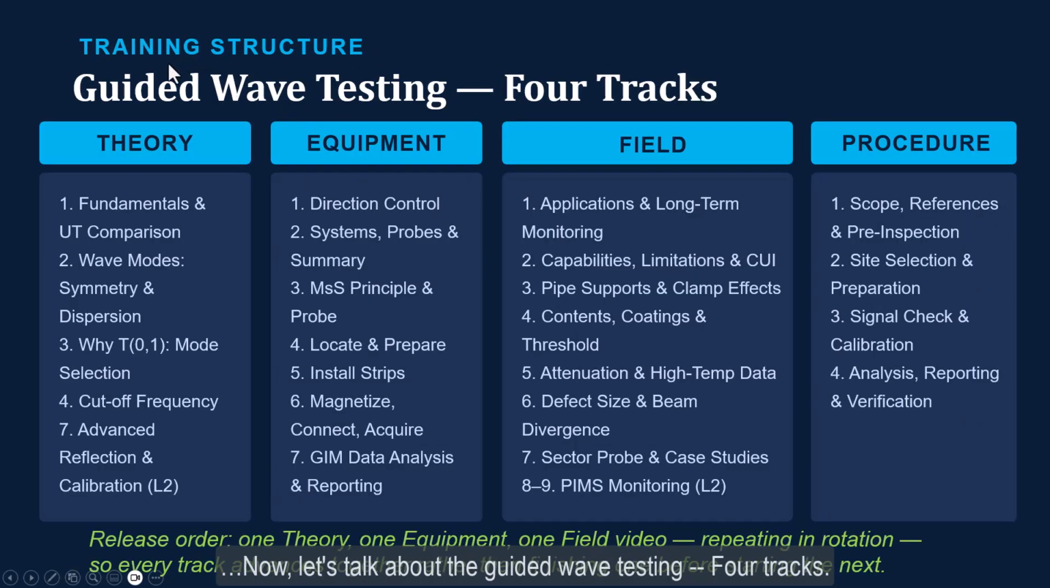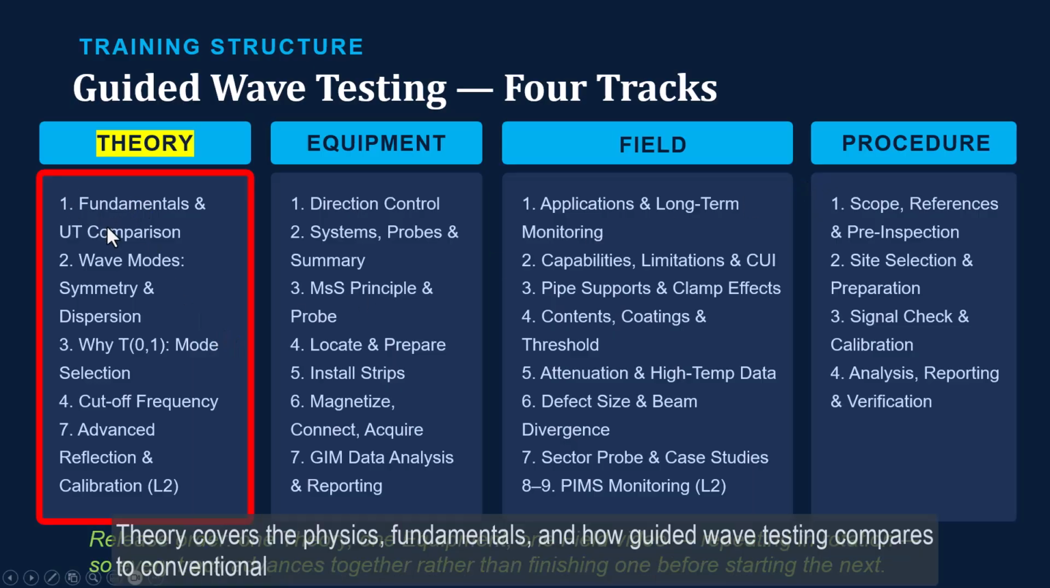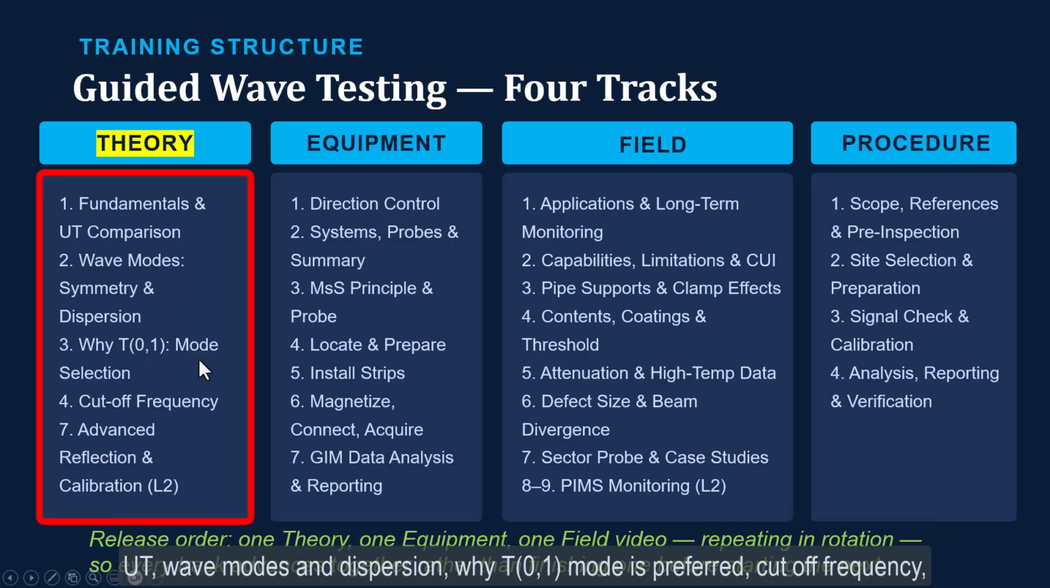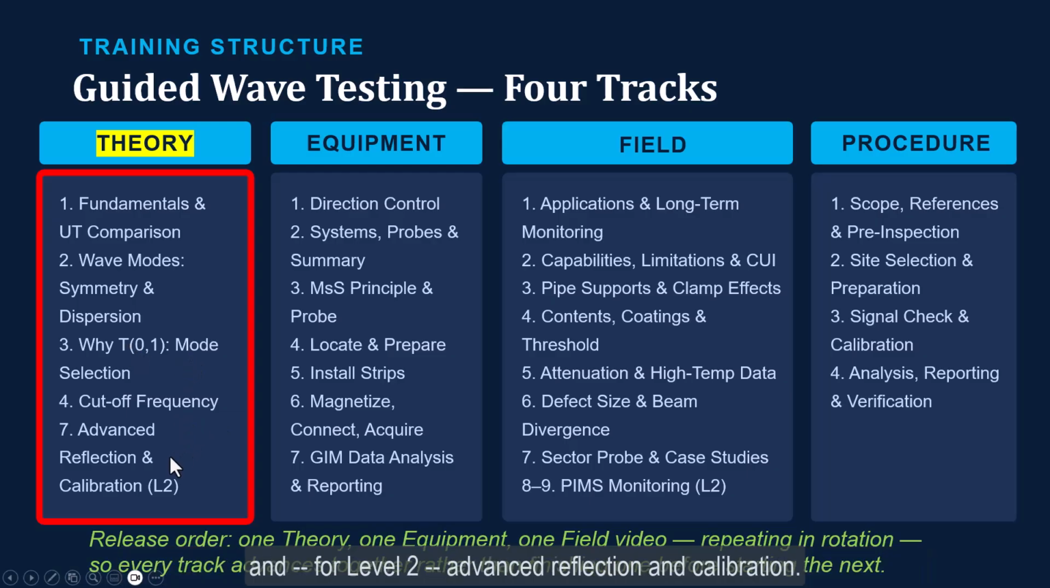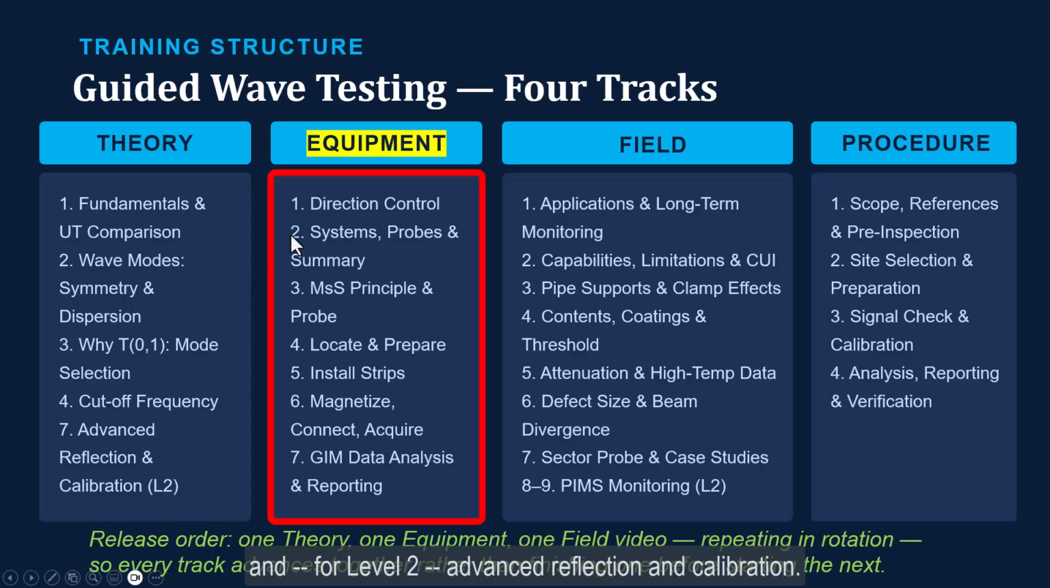Now, let's talk about the guided wave testing 4 tracks. The training is organized into 4 tracks, and you will see all 4 presented on this slide. Theory covers the physics, fundamentals, and how guided wave testing compares to conventional UT, wave modes, and dispersion. Why T(0,1) mode is preferred, cutoff frequency, and for level 2, advanced reflection and calibrations.